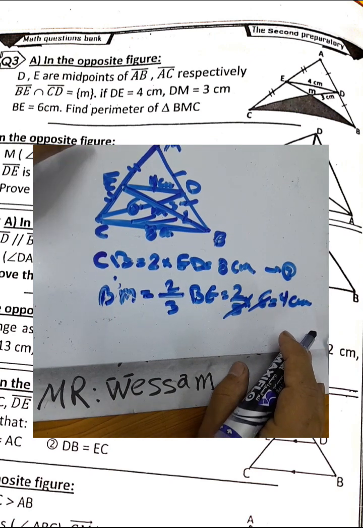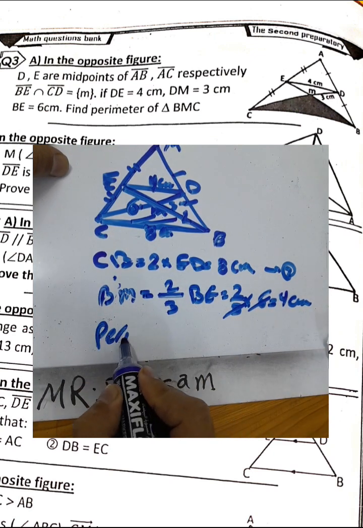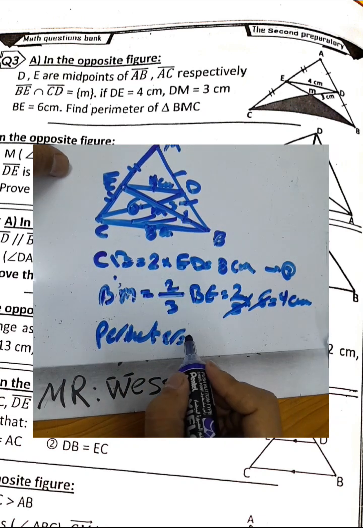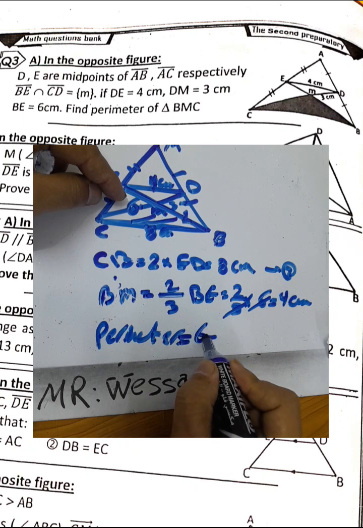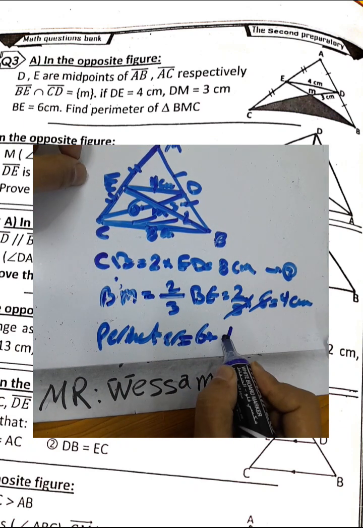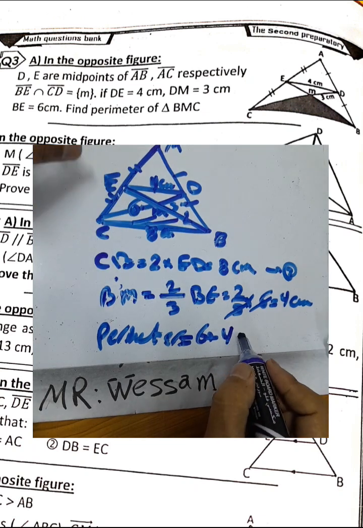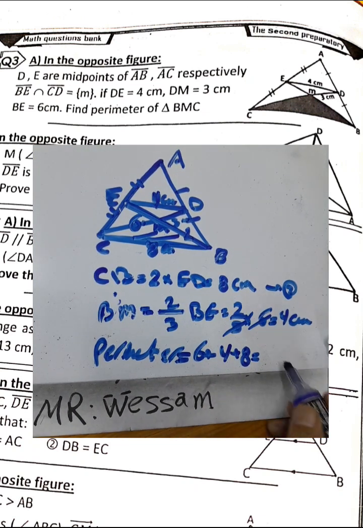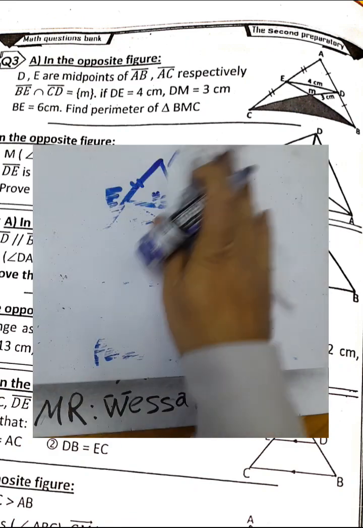Relation number 2. Then the perimeter of this triangle CBM will be the sum of 6 and here 4, 6 plus 4 plus 8. 6 plus 4 is 10, 10 plus 8 equals 18 centimeters. Okay, next example.